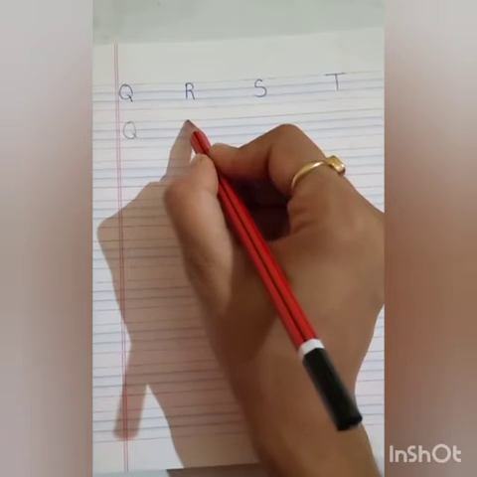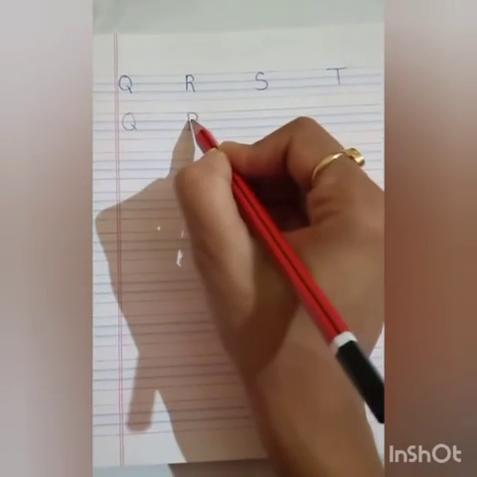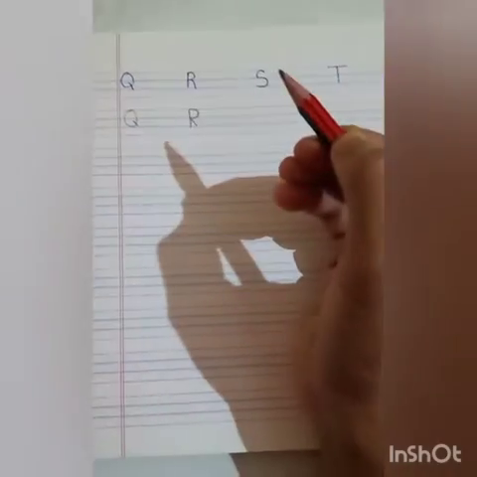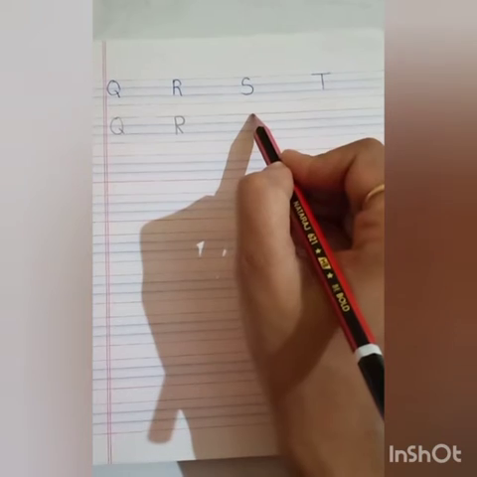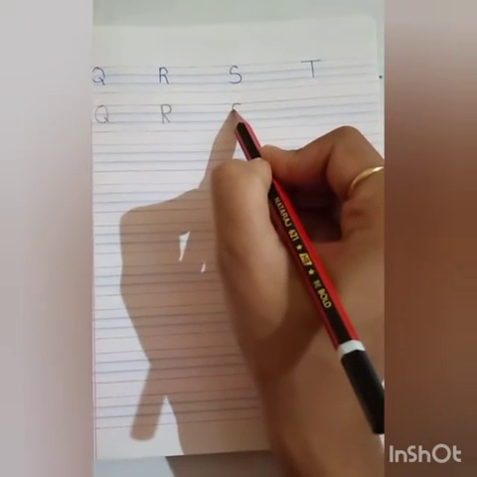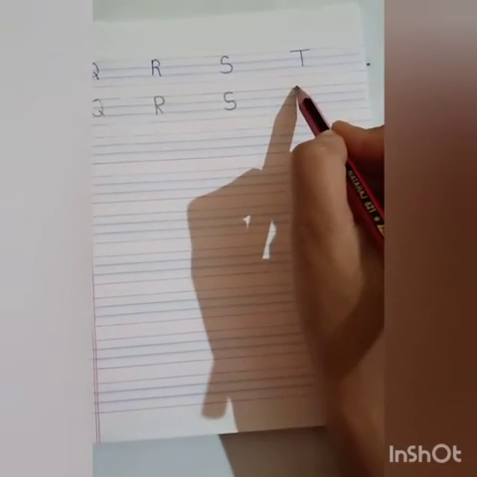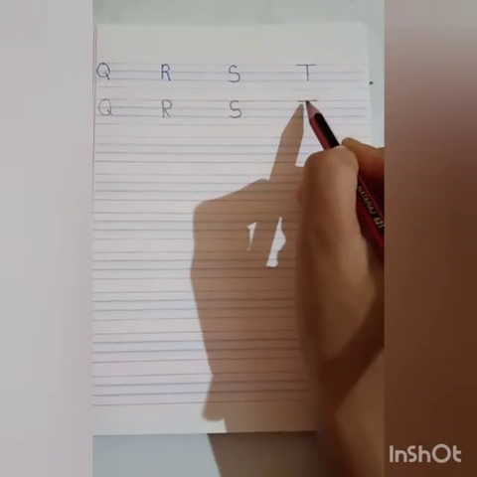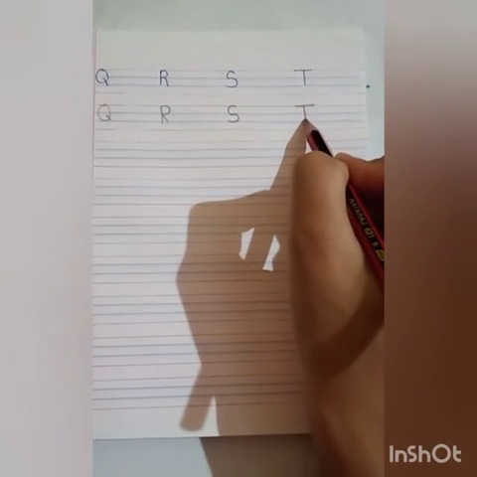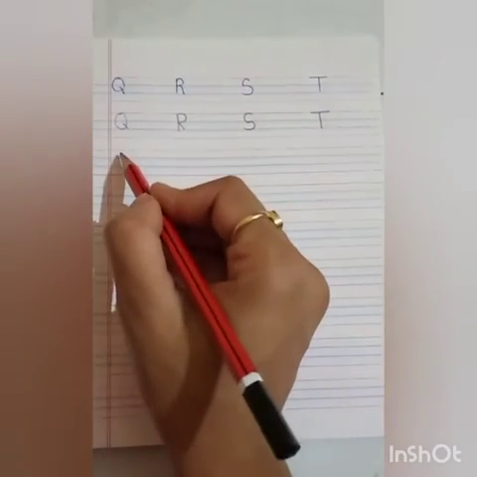Now for R, we'll make a standing line, half circle, slanting line. Now we'll write S. For T, first we'll make a sleeping line, then we'll make a standing line till the second blue line.